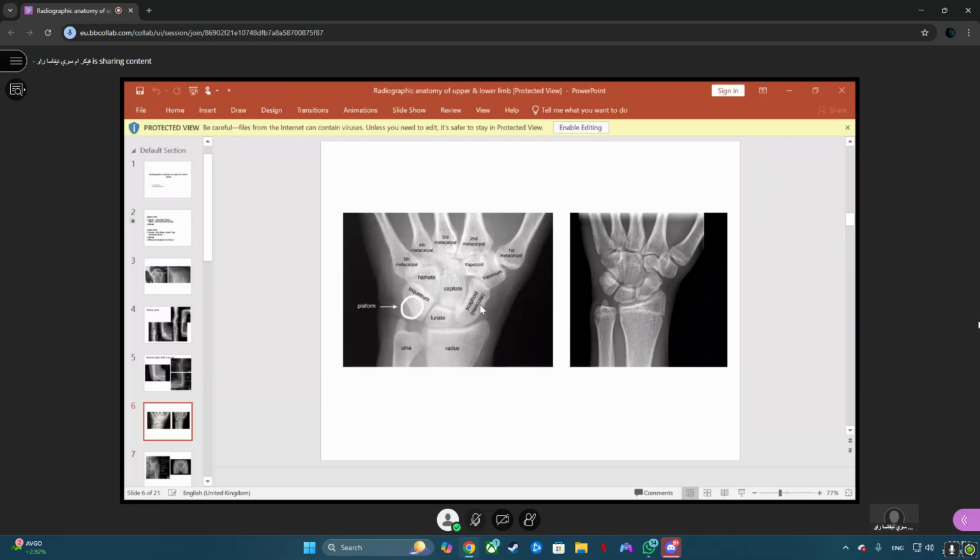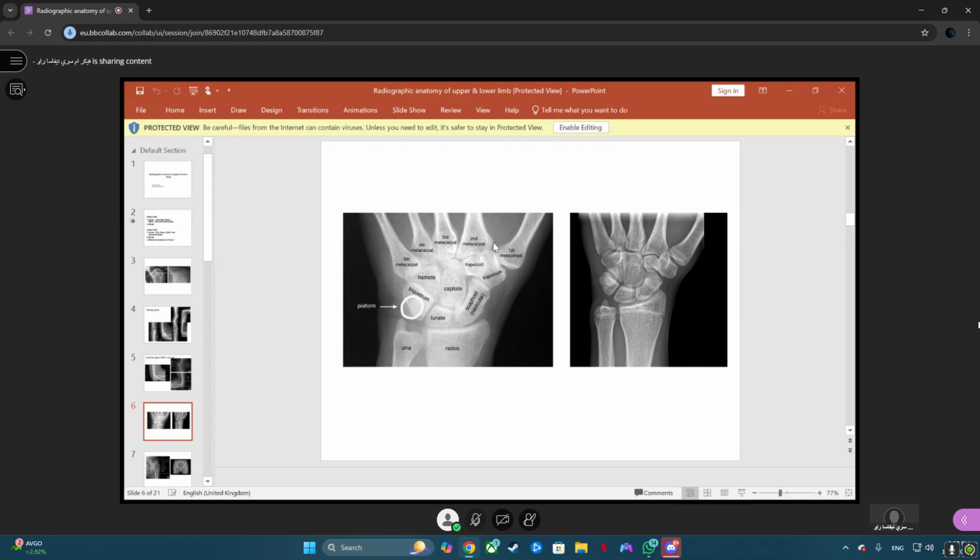So this is scaphoid, lunate, triquetrum, pisiform, trapezium, trapezoid, capitate, hamate. There is a mnemonic. If you search on the internet, you will find many mnemonics available. You can remember the bones easily with a mnemonic.